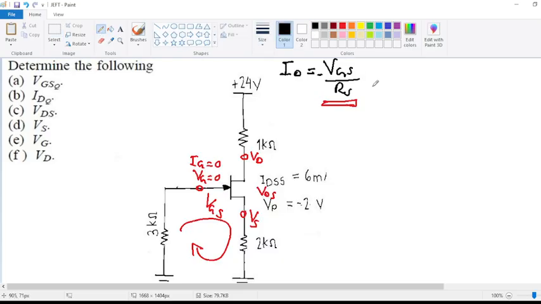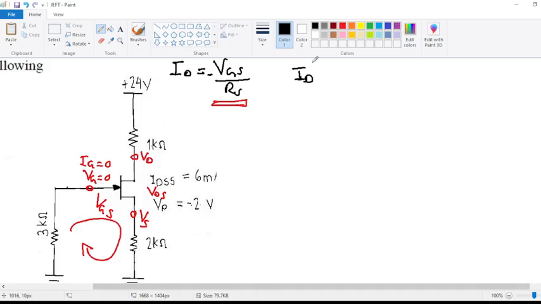We have our ID, which is equals to IDSS, open bracket, 1 minus VGS over VP squared. Others here they will use the VGS off. You can use VP or the VGS off. So we have this formula.